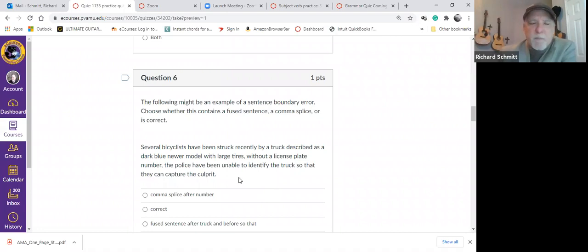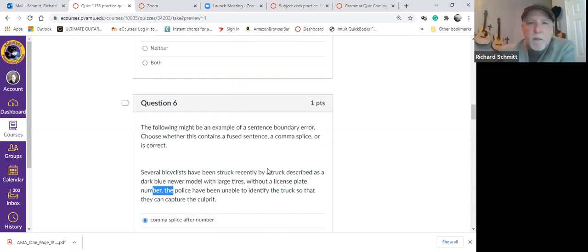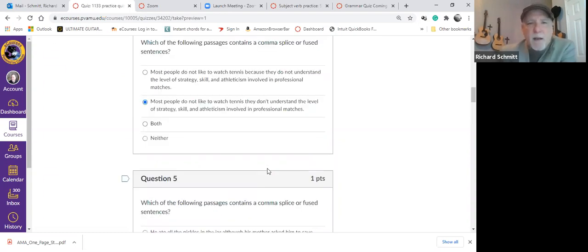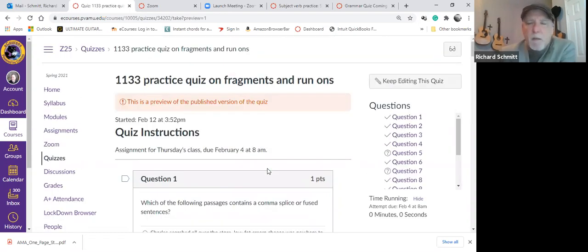What we have is a lot of information there, but right here, we have two sentences that meet up and shake hands with a comma. We call that a comma splice. No good, so we would have to select this one, comma splice after number. So that's a basic review of the grammar regarding fragments and run-ons.